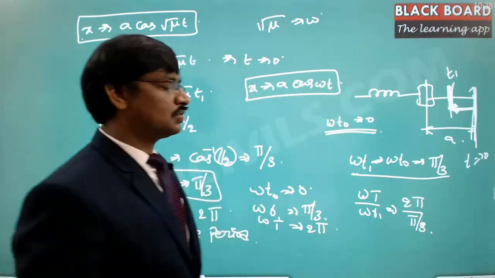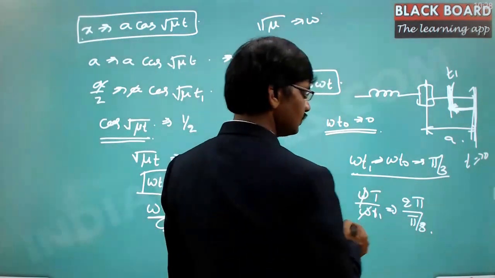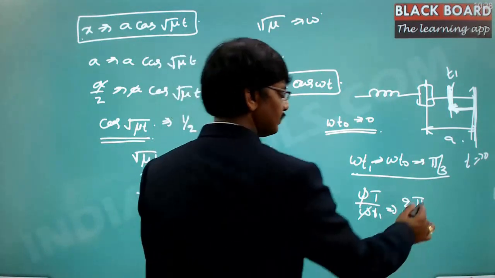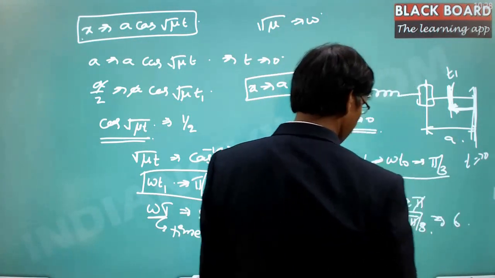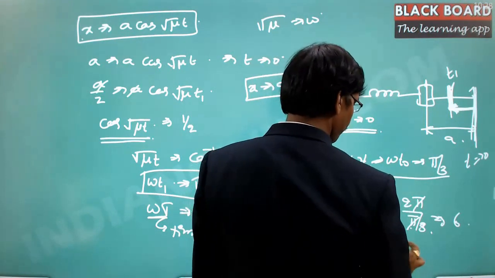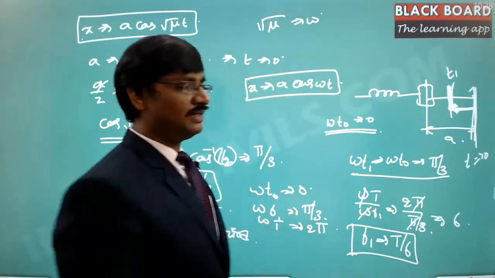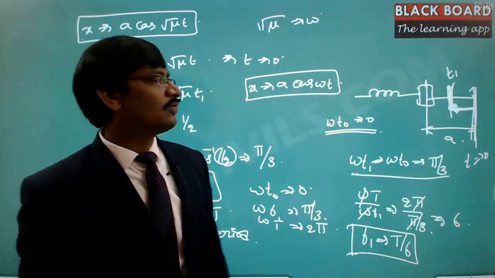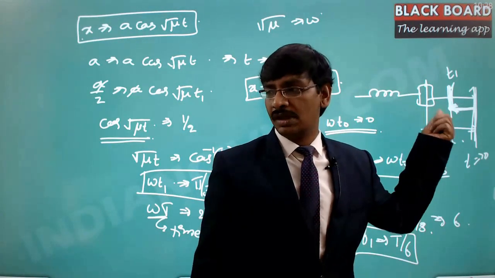So 2 pi divided by pi by 3. This pi will cancel out, and this is going to be 6, or t1 is equal to capital T by 6. So it takes one sixth of the time period when it is moving from the extreme position to a position where the amplitude is half. Got it?